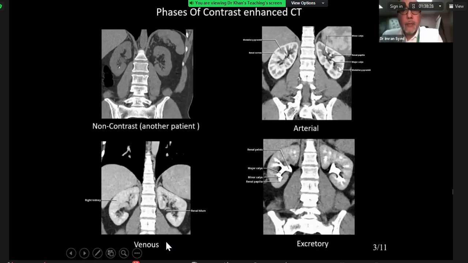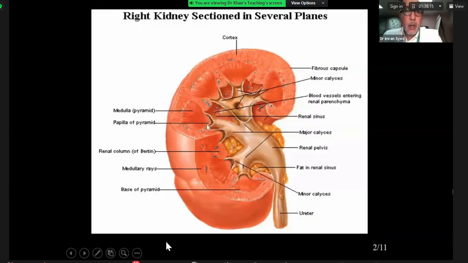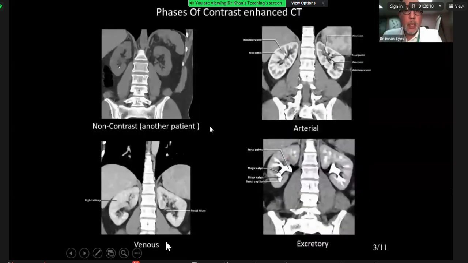You have a division of major and minor calyces, and we can see the major calyces are obviously larger than the minor, and then the renal papilla, as we just talked about here, are the apices of the pyramid which fold into the collecting system.